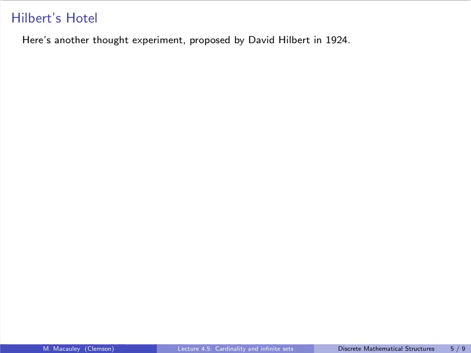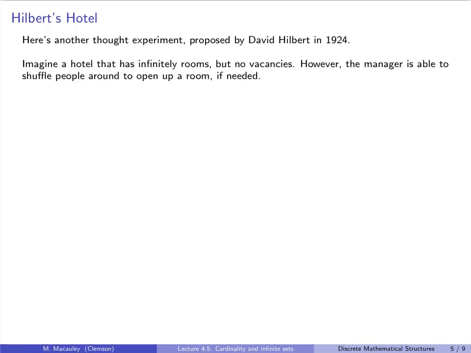Let's do another thought experiment. This one is quite well known, and it was proposed by mathematician David Hilbert in 1924. I think we talked about David Hilbert earlier. He tried to axiomatize geometry in the early 1900s. In this scenario, there's a hotel, sometimes called Hilbert's Hotel, that has infinitely many rooms, but no vacancies. However, the manager is able to shuffle people around to open up a room if needed.